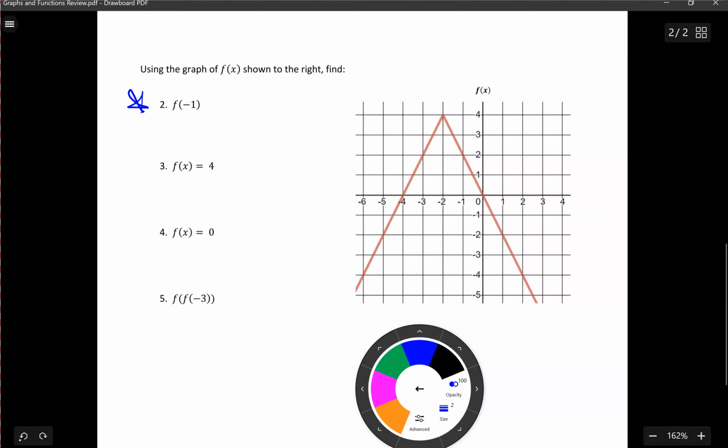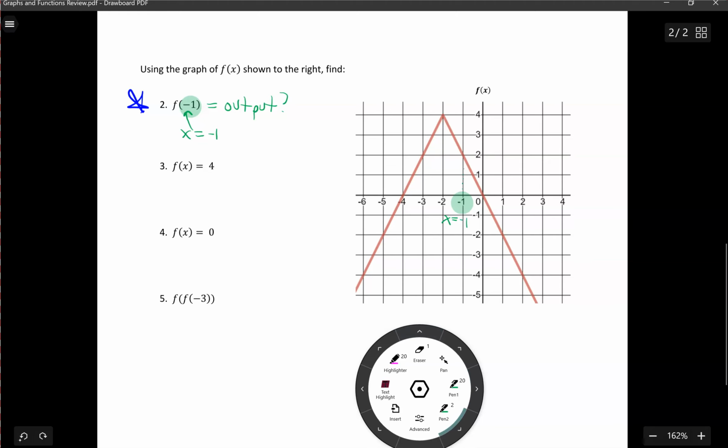Okay, what is 2 asking us to find? It's asking us to find f of -1. So it's asking us to find the output we get. Okay, so it's asking us to find what is the output we get if we input a -1 into the function. So if x is a -1, what is the corresponding output? So let's locate -1 here on the graph right here. That's where x is equal to -1.